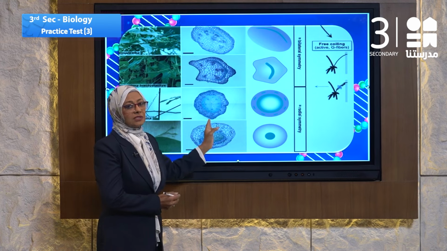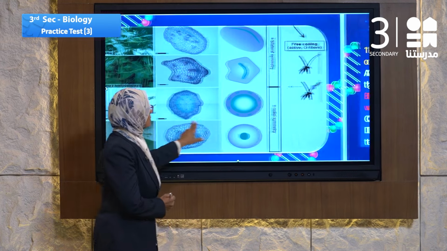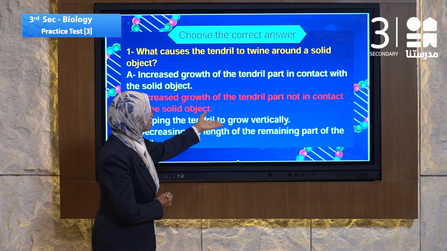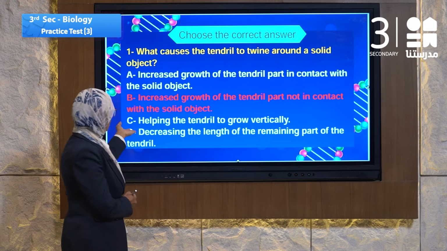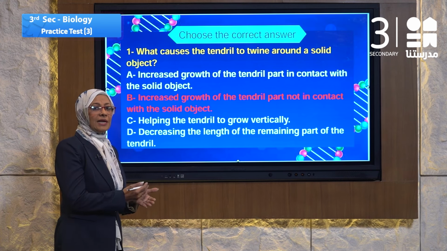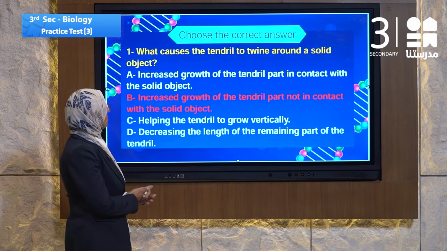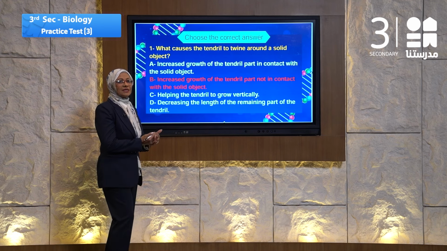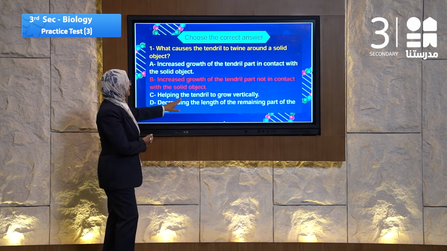Let's go to the question again to detect the answer. The answer is increased growth of the tendril part not in contact with the solid object. The far parts will increase. So the answer will be B. Let's go to the second question.